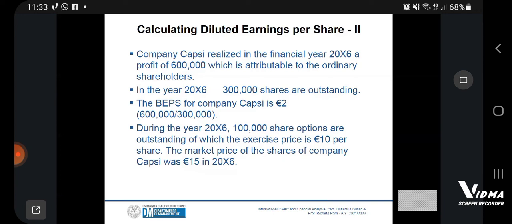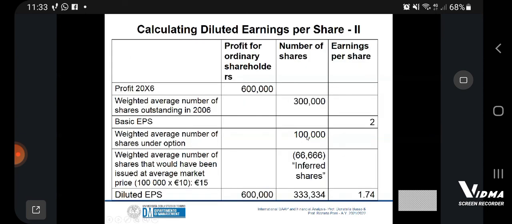So we have to assume that other option holders would do the same. They will exercise these share options, and we will have 100,000 new shares more. Now the calculations are represented in a table. Let's follow the calculations together here. The profit for ordinary shareholders is 600,000 euro, whereas the number of shares is 300,000, and we have the basic earnings per share, calculated in the previous slide, equal to 2.